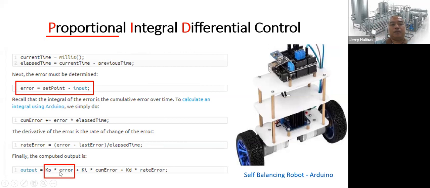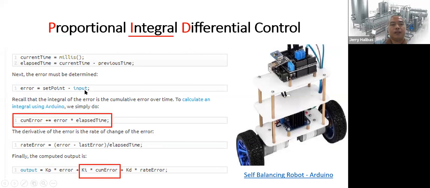So the Kp, the proportional. Of course, you have this formula. Then for the integral, it is just the summation of the errors, the cumulative or accumulative error. This plus-equal is the same as: the cumulative error is equal to the cumulative error plus the current error. It is the discrete integration, a summation.